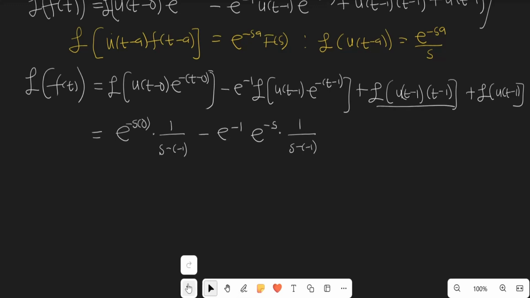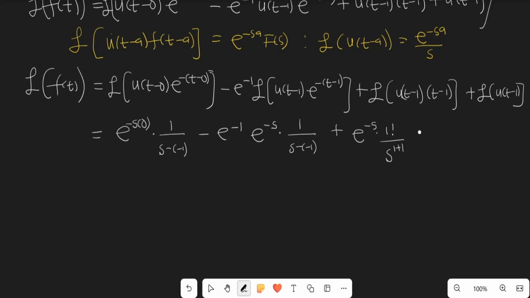So next is the third one. So here a is equal to 1. That is what we have here. And now we are going to have e to the negative sa, so s times 1 is s, multiplied by the Laplace transform of the unshifted function. The shifted function is t minus 1, and the unshifted function is t. So the Laplace transform of t raised to the power 1 is 1 factorial divided by s raised to the power 1 plus 1.